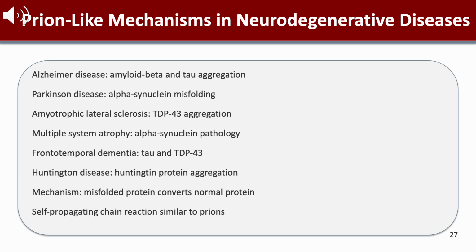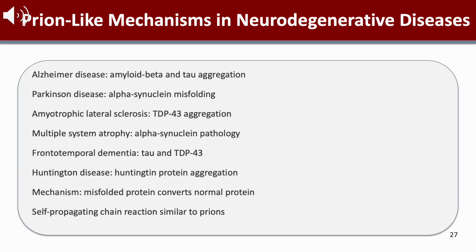An exciting area of neuroscience research involves the recognition that prion-like mechanisms may underlie other neurodegenerative diseases. In Alzheimer's disease, abnormal amyloid beta and tau proteins aggregate and spread through the brain. In Parkinson's disease, alpha-synuclein misfolds and aggregates. In amyotrophic lateral sclerosis, the protein TDP-43 accumulates in misfolded form. Multiple system atrophy involves alpha-synuclein pathology. Frontotemporal dementia is associated with tau and TDP-43 aggregation. Huntington disease involves aggregation of the huntingtin protein.